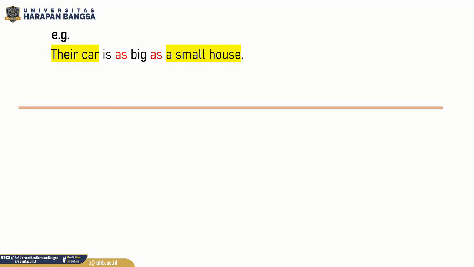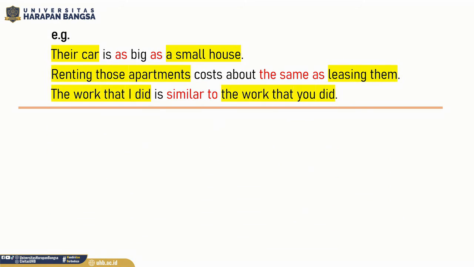The next, comparison showing how two things are the same might contain "as" or expressions such as "the same as" or "similar to". See the examples. Their car is as big as a small house. The same structures here are their car and a small house. And the comparison is "as".